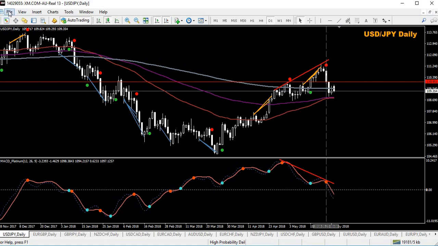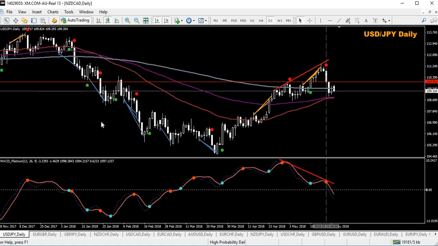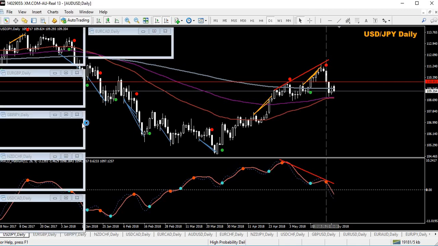So if I go to my file, you'll see profiles. That's just high probability daily. Now I can go down to my mod MACD daily, which is just another profile. So it's basically the same charts on the same platform, just a different profile. So it just keeps my charts nice and clean.